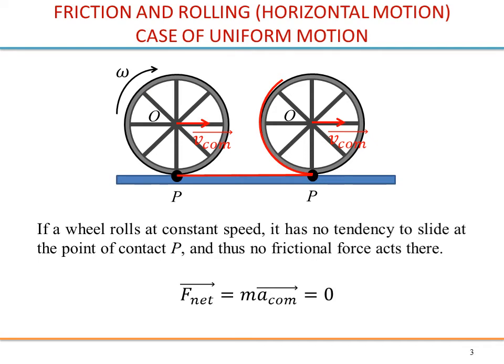That is, if you look at the forces on the wheel, there is none. So F net equals 0, which means ma equals 0, therefore no acceleration. And therefore we don't have any forces, so we have no frictional force acting on the wheel in this case.